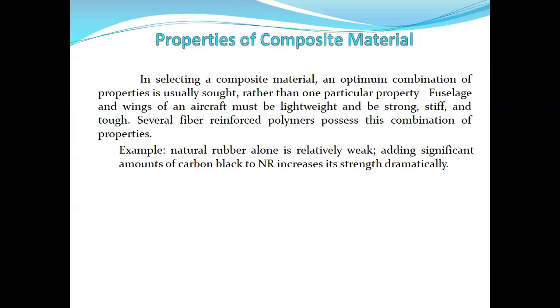Next, properties of composite material. In selecting a composite material, an optimum combination of properties is usually sought rather than one particular property. The fuselage and wing of an aircraft must be lightweight and be strong, stiff, and tough. Several fiber reinforced polymers possess this combination of properties. For example, natural rubber alone is relatively weak, but adding a significant amount of carbon black increases its strength dramatically.